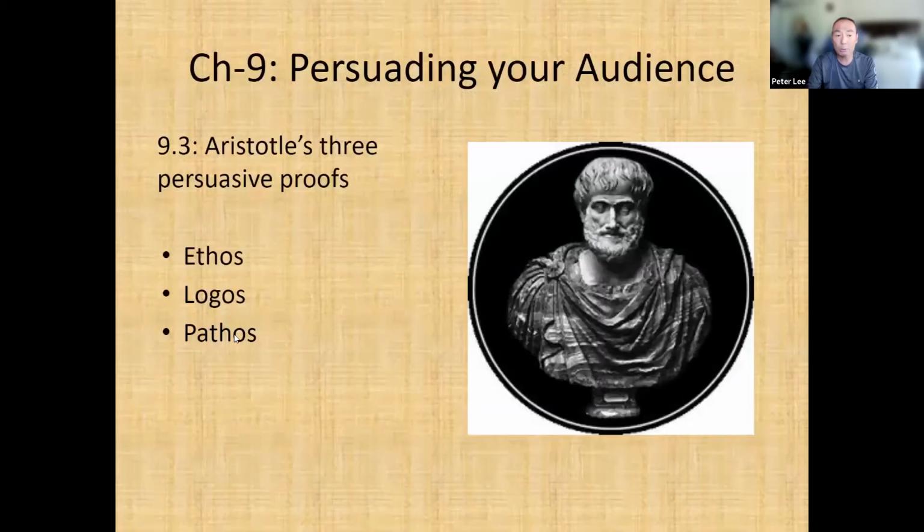Aristotle's three persuasive proofs: ethos, logos, and pathos. Here's Aristotle's bust, just if you're wondering what he looked like. Greek dude from many years ago. Ethos is credibility, trustworthiness. Logos is logic, and pathos is emotional appeals. Right, so good speakers are credible and trustworthy. They're very logical, and they use emotional appeals, which is really what gives you the magic power.